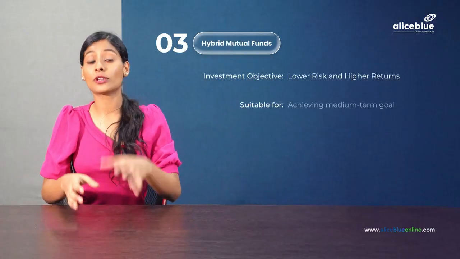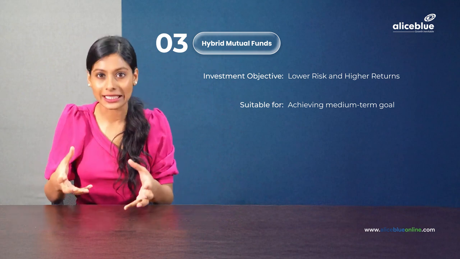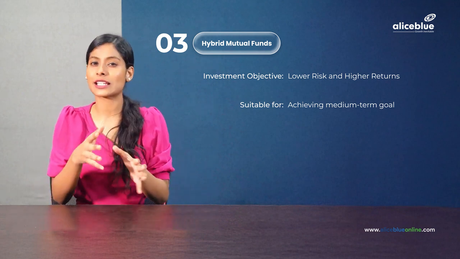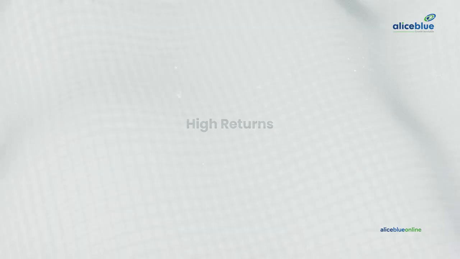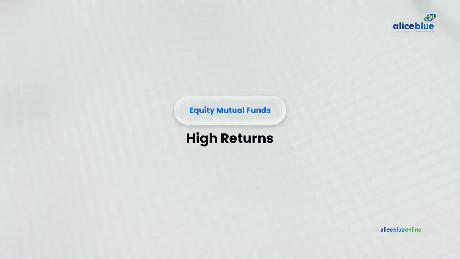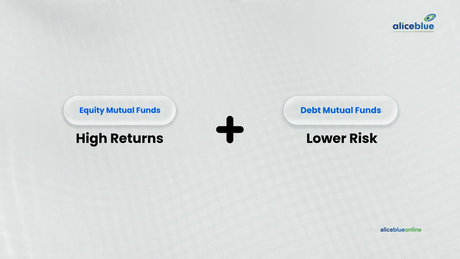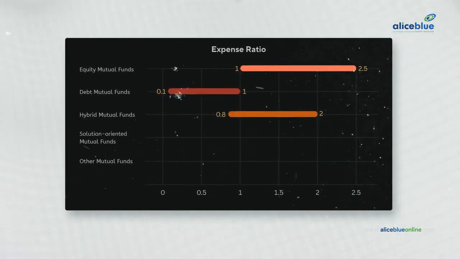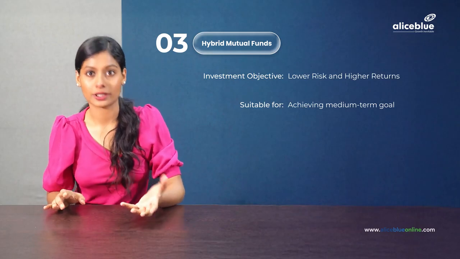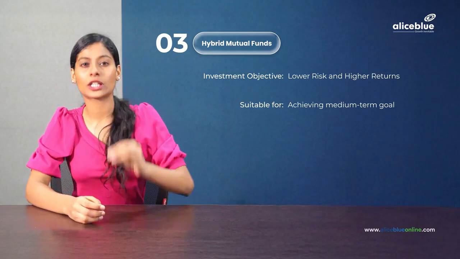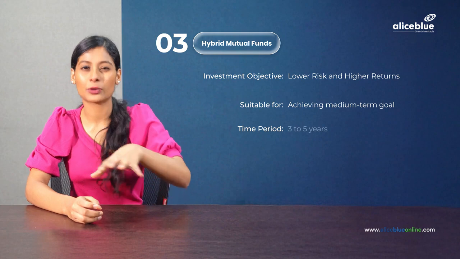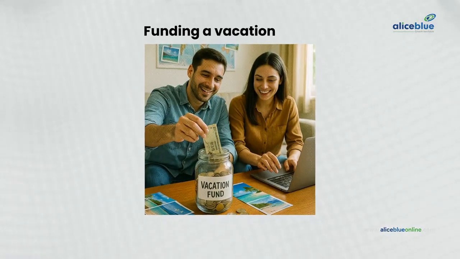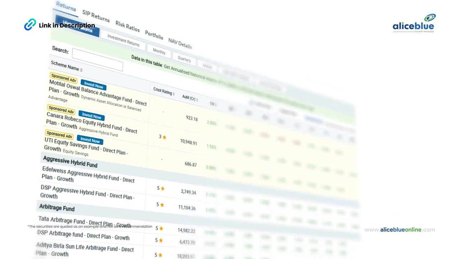Hybrid mutual funds offer a balance of growth and income by investing in both equity and debt funds. So this is basically trying to combine the best of both worlds: the higher returns from equity combined with the lower risks of debt. The expense ratio can range anywhere from 0.8% to 2% because of the dual asset management. Hence, this one is best suited to achieve a medium-term goal between 3 to 5 years, or say maybe buying a car or funding a vacation. Here's the list of the hybrid mutual funds you can find in India.